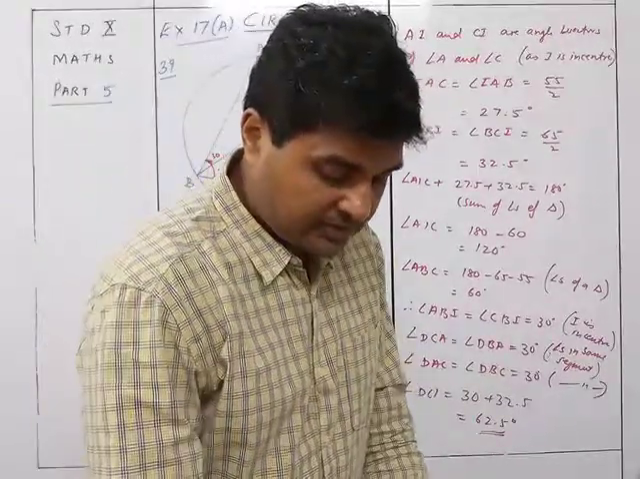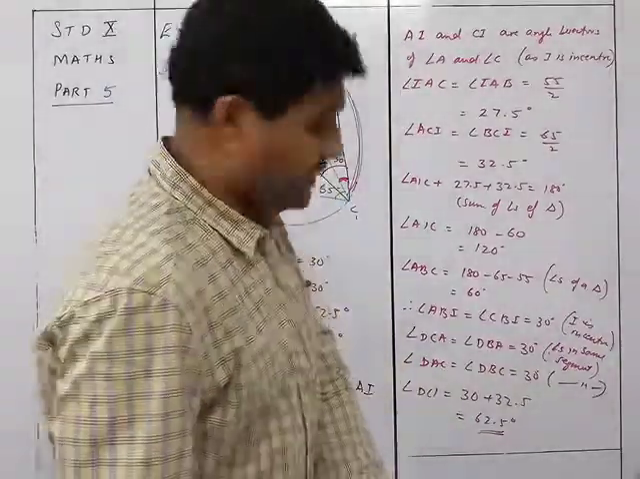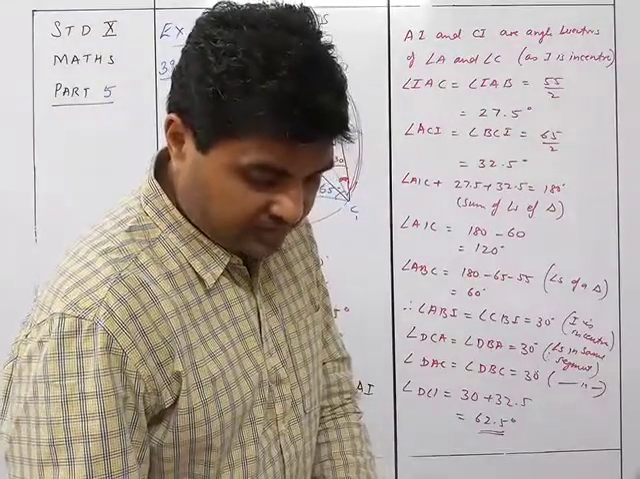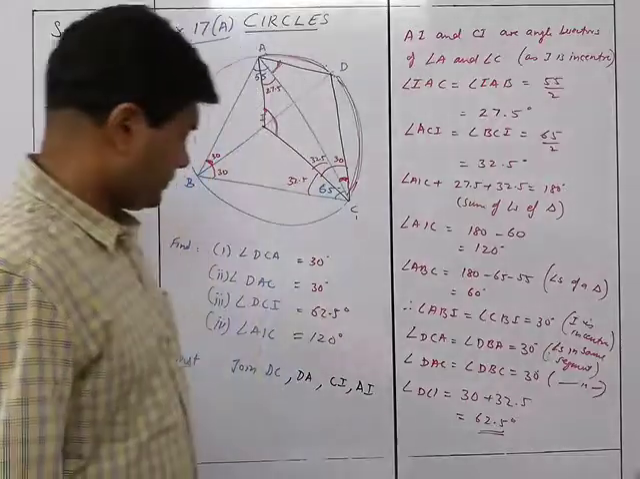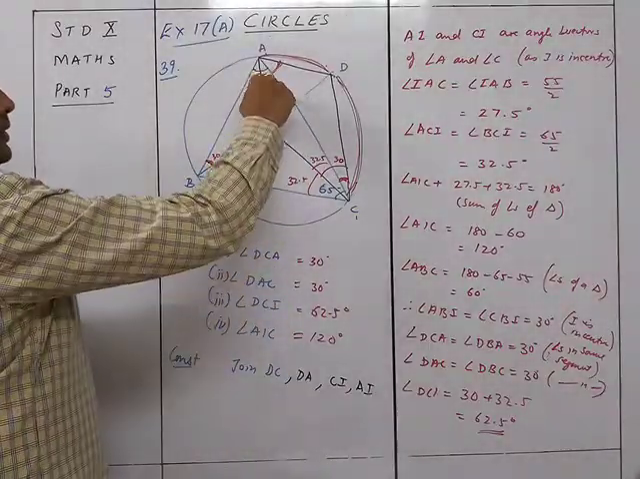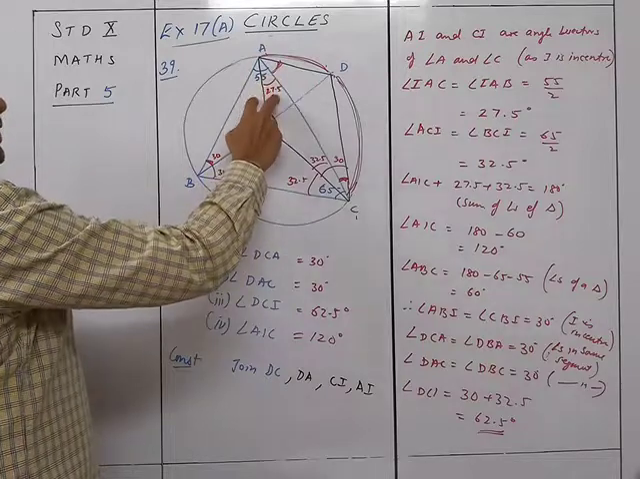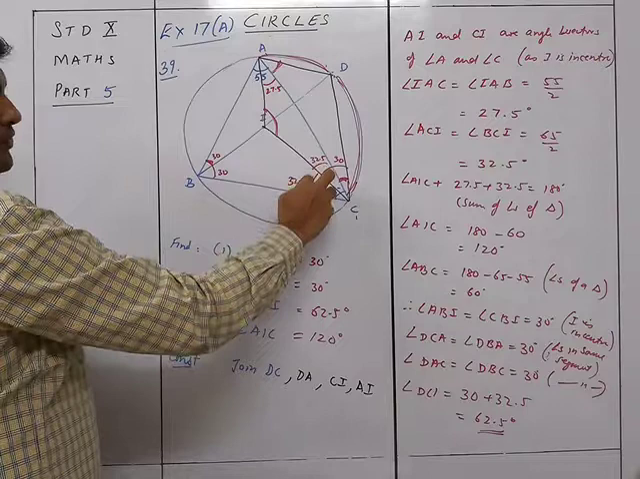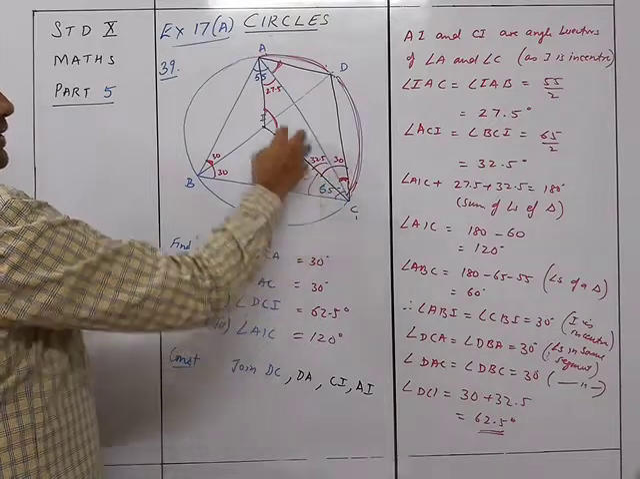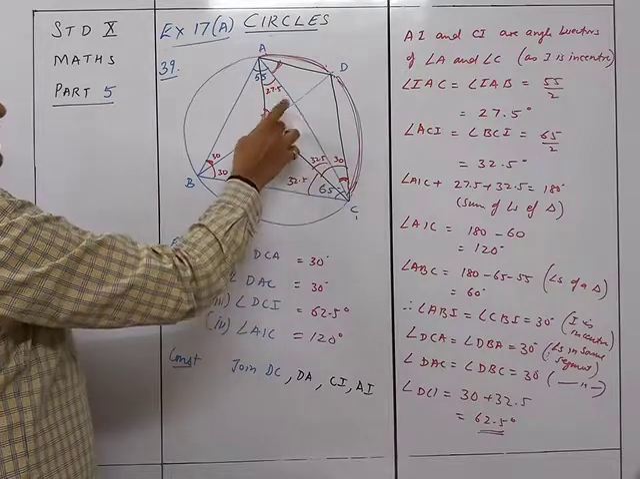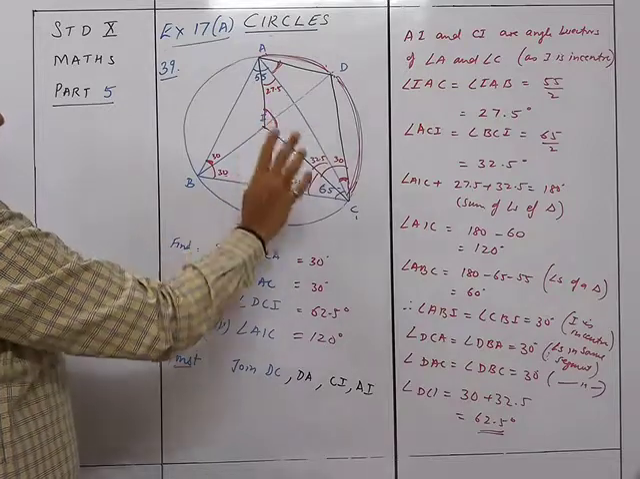So that is sum number 39: 30, 30, 62.5 and 120. Okay, so I'll just explain once again. 55 divided into 2 parts, 27.5, 27.5, 65 divided into 2 parts, 32.5, 32.5. Accordingly, in the triangle AIC you have 27.5 plus 32.5 plus x. So x over here will be 120 degrees.